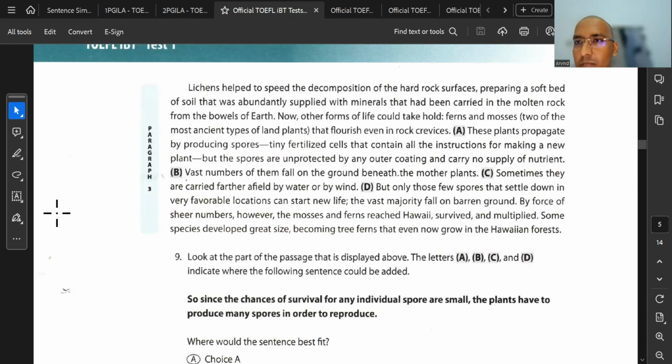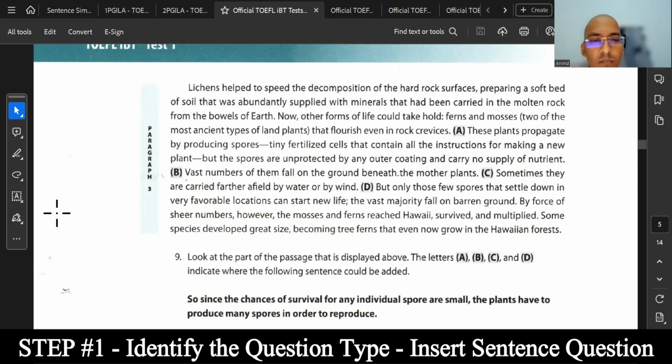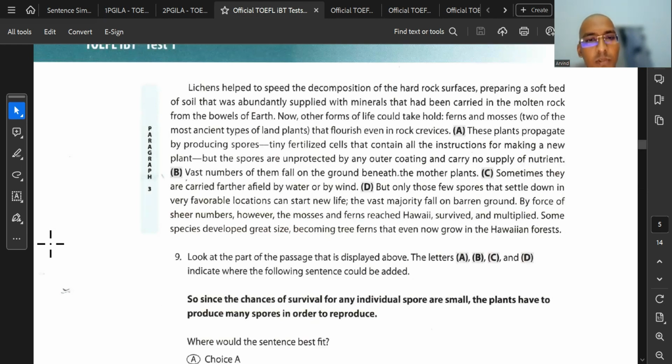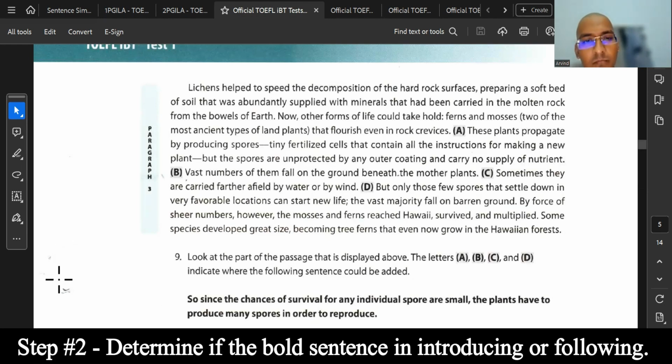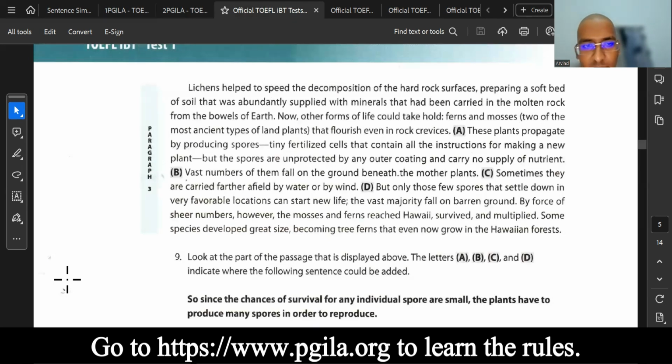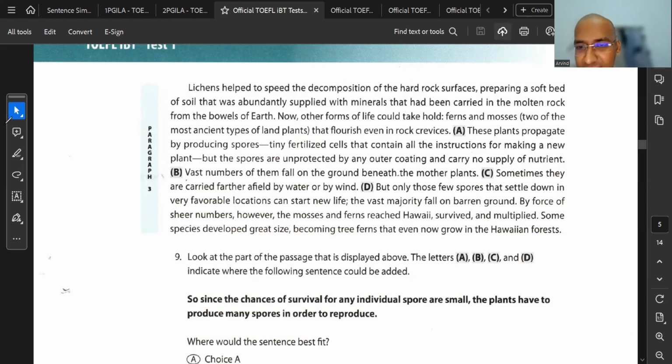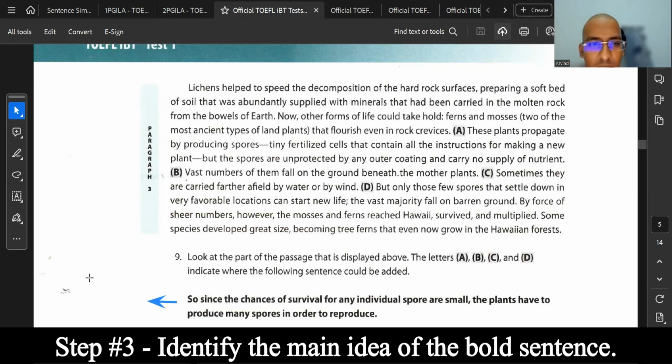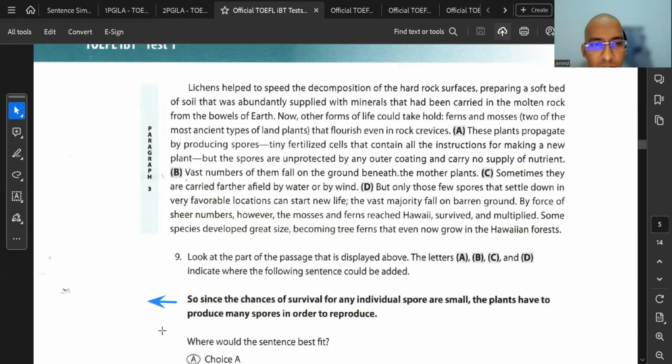Okay, remember our steps. Number one, identify. It's an insert sentence question. Number one is always identify the question type. Number two, you're going to tell me, is this an introducing or following sentence? This is following because it begins with "so." Excellent. I'm going to mark this as following. And now tell me what to do next. The main topic of the sentence. The main topic of the sentence is the chances of survival for spores.